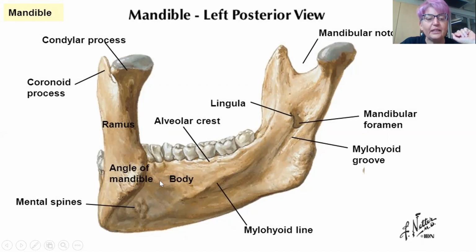All right, and then down here, we have the mental spines. We're going to have muscles that attach there as well. On some of our mandibles, these are really clear. Look, can you see them? See those little bumps there? Those are the mental spines.